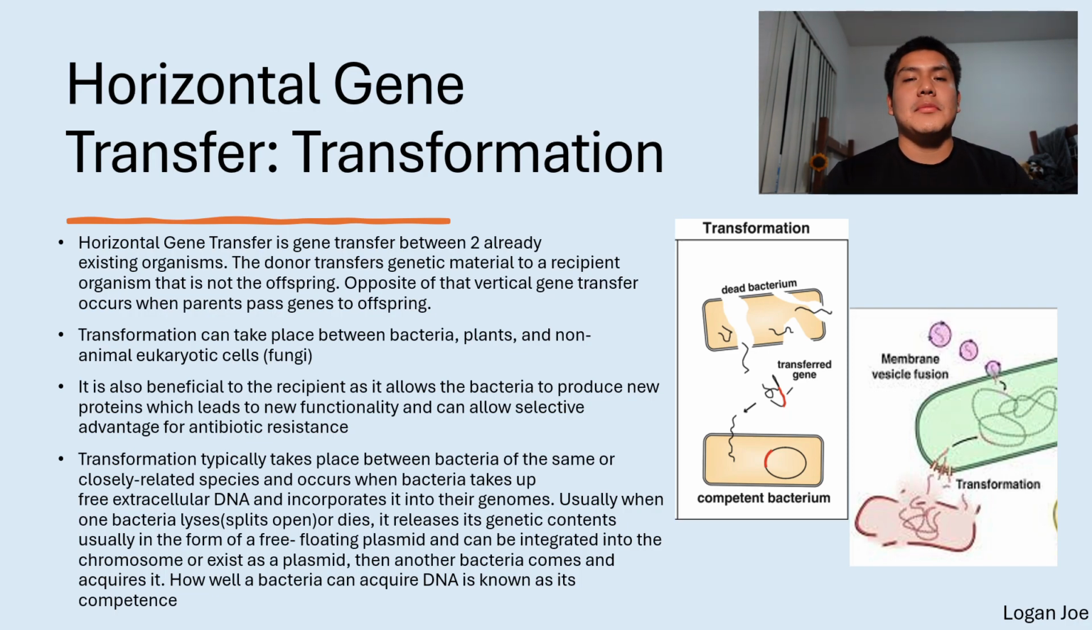Transformation typically takes place between bacteria of the same or closely related species and occurs when bacteria take up free extracellular DNA and incorporate it into their genomes. Usually when one bacteria lyses or splits open, it releases its genetic contents, usually in the form of a free-floating plasmid, and can be integrated into the chromosome or exist as a plasmid. Then another bacteria comes and acquires it. How well a bacteria can acquire DNA is known as its competence.